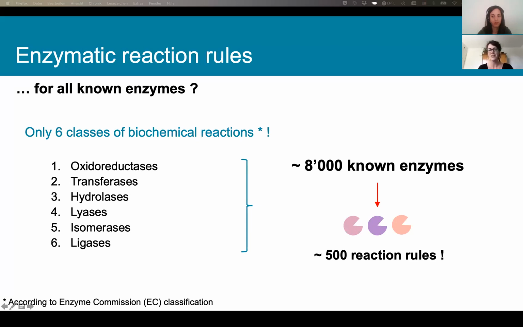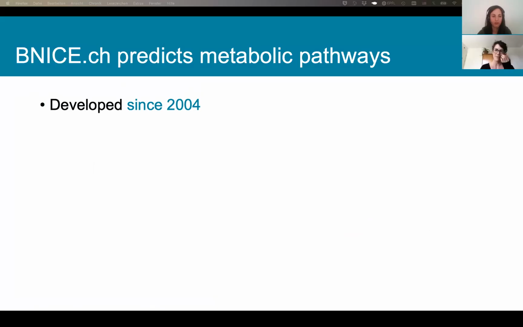So the number of reaction rules depends a little bit on the tool. Here I put 500 because several tools have around this number of reaction rules. But today I'm only going to talk about the tool that I used in my PhD thesis, which is called BNICE. BNICE is actually one of the older tools. It has been originally created at Northwestern University before 2004. And then it has been further developed at EPFL in the past 10 years.